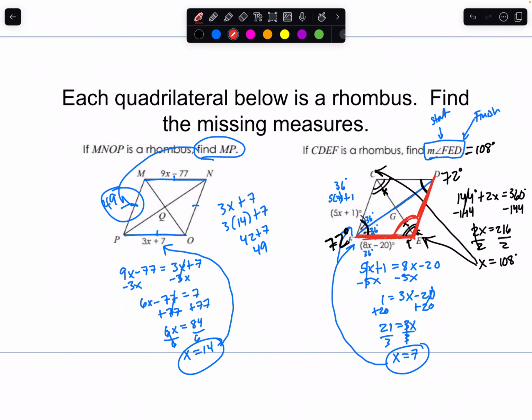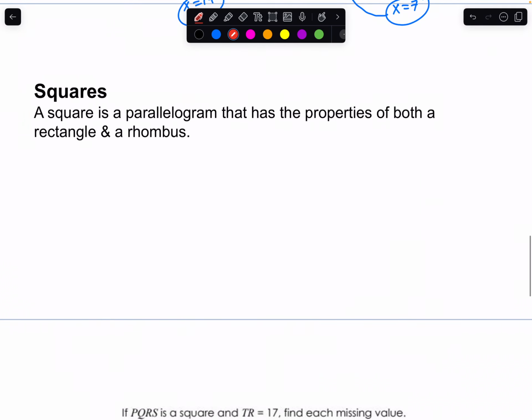Let's talk about a square for a little bit. A square is a parallelogram that has the properties of both a rectangle and a rhombus. This is why it's important that if you haven't watched the video on rectangles, that we get familiar with the properties of a rectangle. I'm going to draw a small sketch here of a rectangle. A rectangle, we have 90 degrees as our intersections, and the diagonals are congruent. They're equal in length.